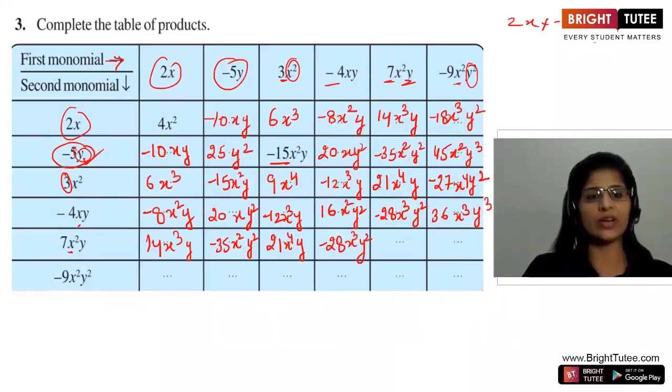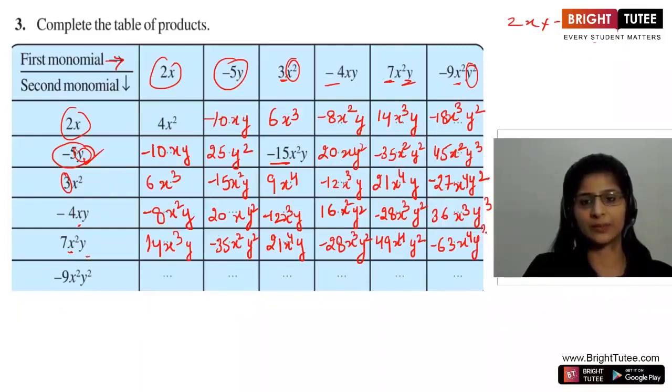Then 7x square y and 7x, 7 into 7 is 49, x square into x square is x to the power 4, and y into y is y square. Then minus 9 into 7, 7 nines are 63, minus 63, x square into x square is x to the power 4, y square into y is y to the power 3.